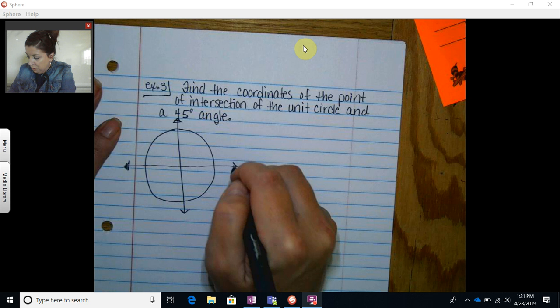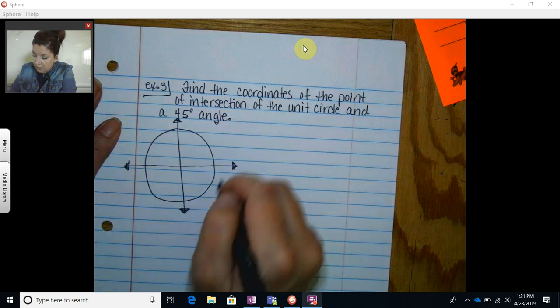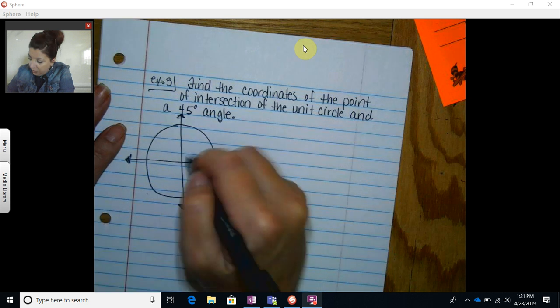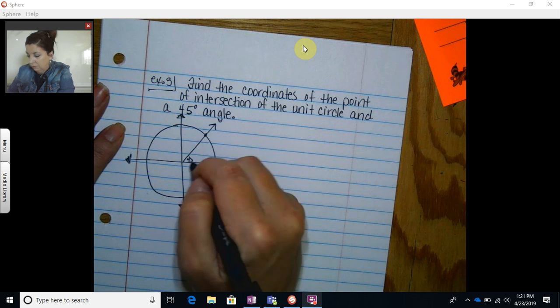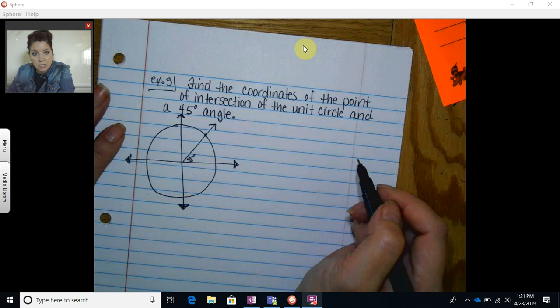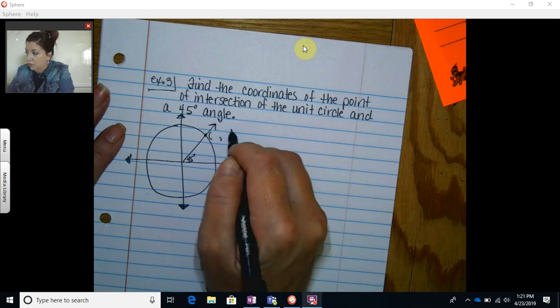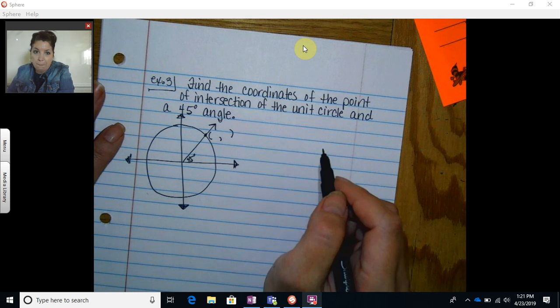So my angle's positive. Are we going clockwise or counterclockwise? Counterclockwise. So we always start at 0 degrees, right? We go up 45 degrees, that's halfway to 90. So to figure out this ordered pair where the ray that I drew, my terminal side, meets the circle, I'm going to have to make a triangle, right?